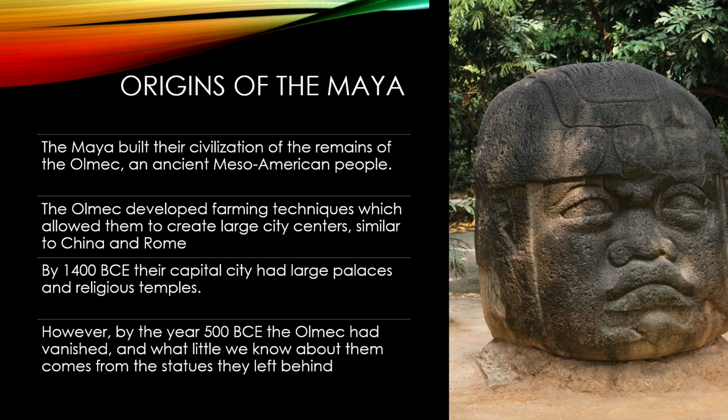The only thing that really has survived from the Olmec are these large statues, which could represent specific people, could represent gods, it could also just represent their ideas of beauty. We really don't know.